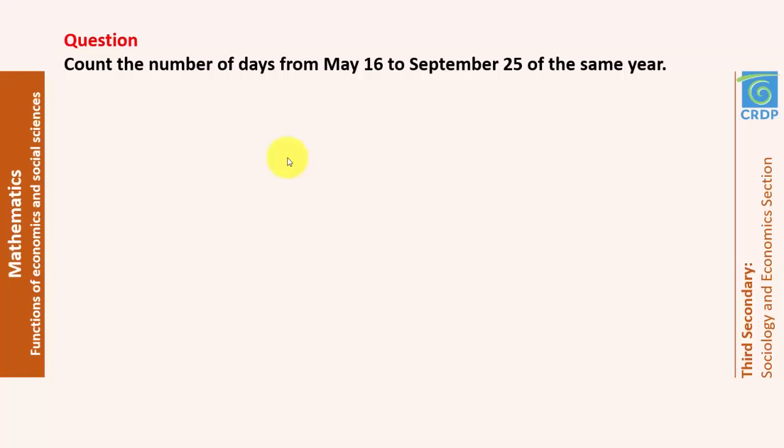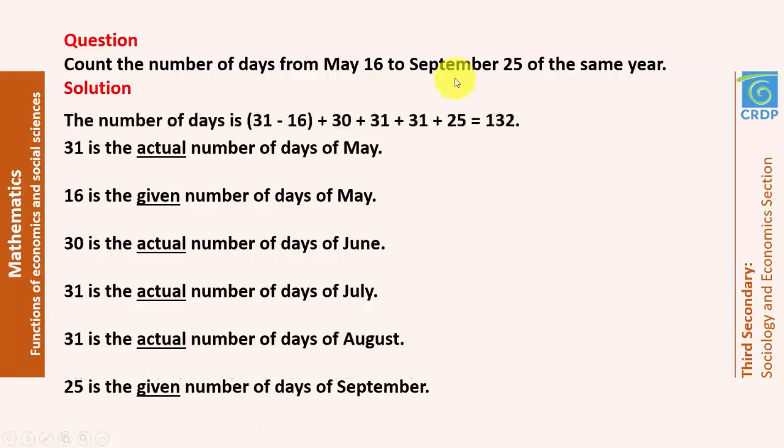So to count the number of days from May 16 to September 25 of the same year, what do we do? The number of days is 31 minus 16 plus 30 plus 31 plus 31 plus 25. Why? Because 31 is the actual number of days in May, but we are starting from May 16, so we have to subtract 31 minus 16.